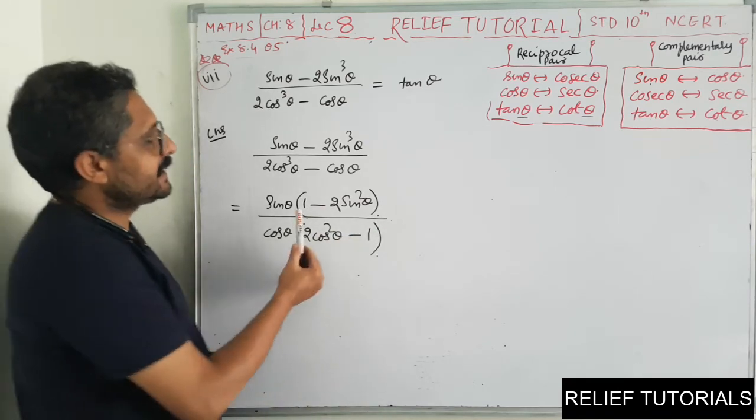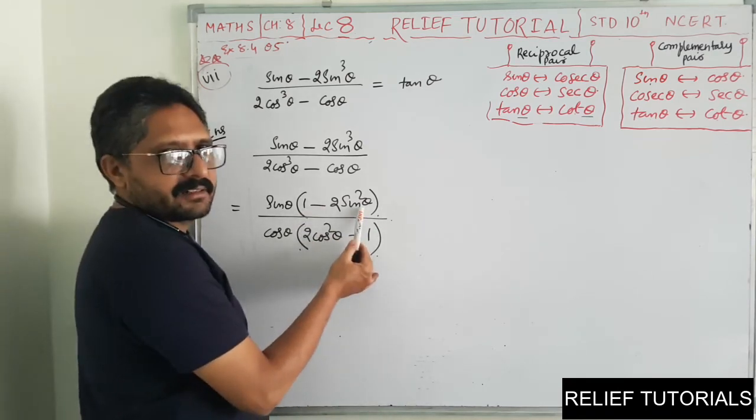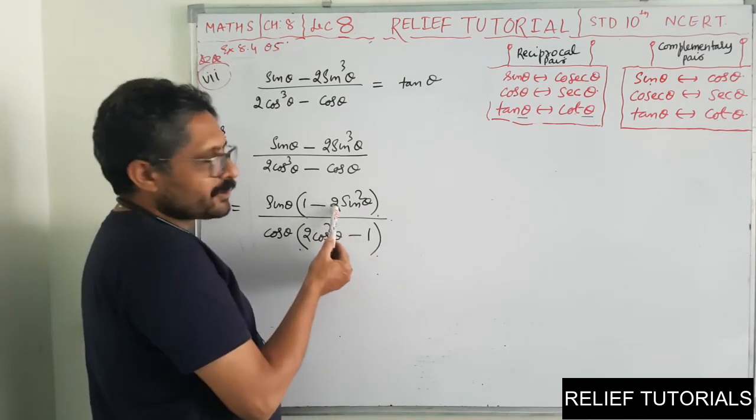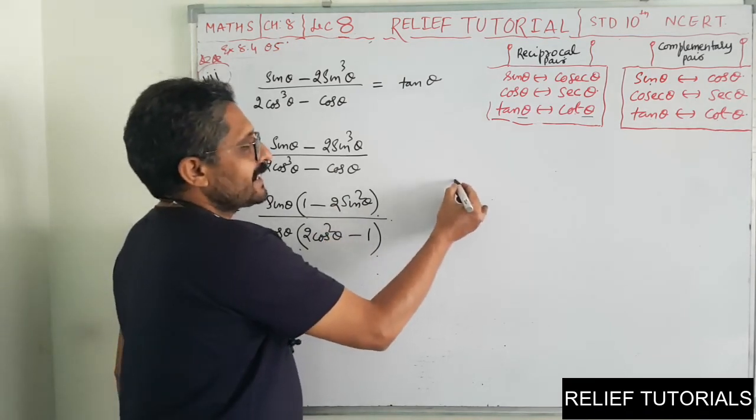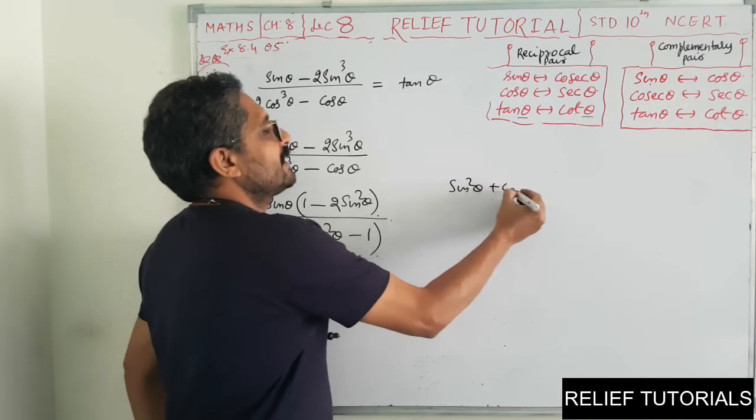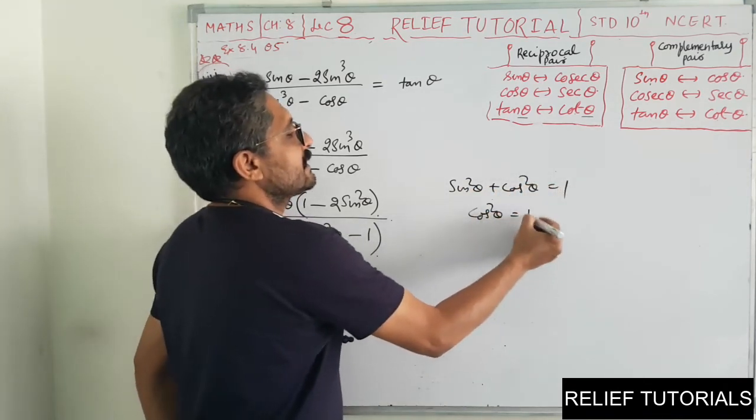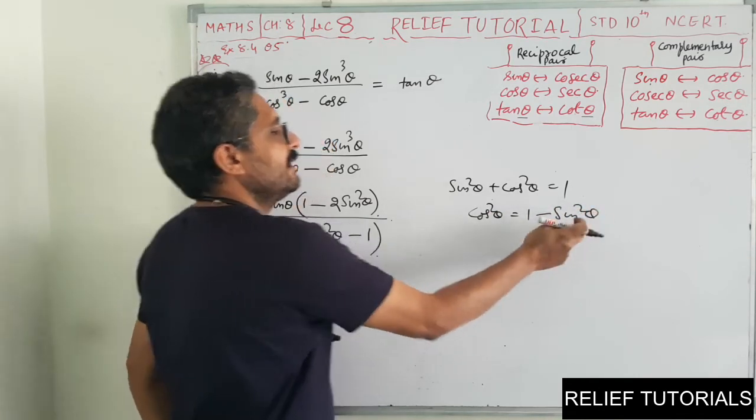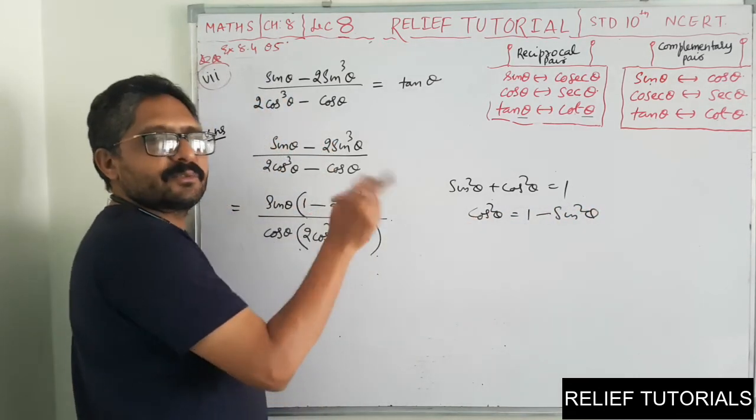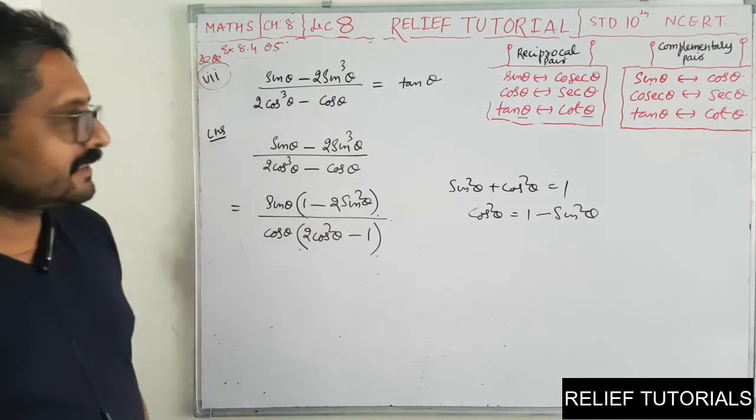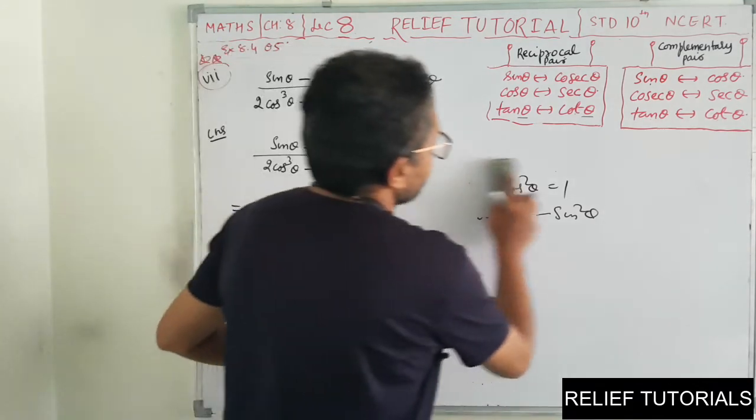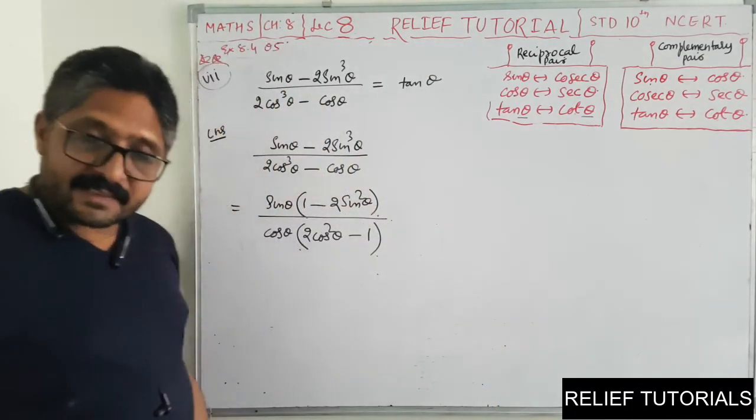You might be thinking that here the identity 1 minus sin square theta is this cos square theta. Here it is 2 sin square theta, so I can't use this identity. Sin square theta plus cos square theta is equal to 1, so cos square theta is equal to 1 minus sin square theta. But here it is 2 sin square theta, so we can't use that identity here. So now what to do? Problem arises.